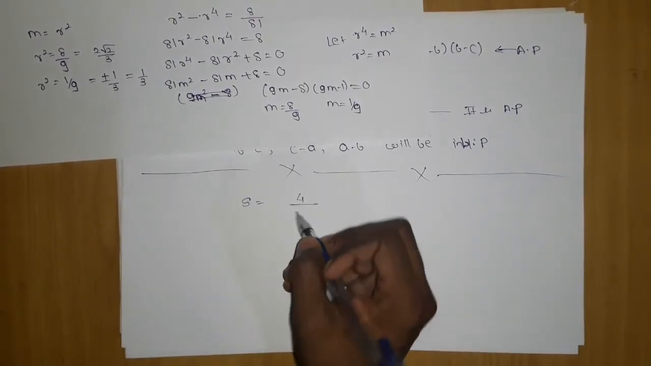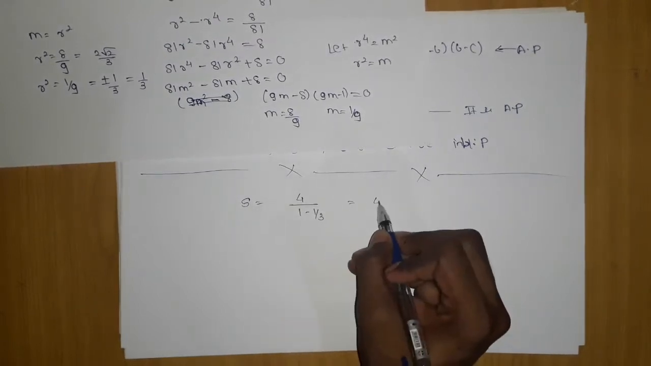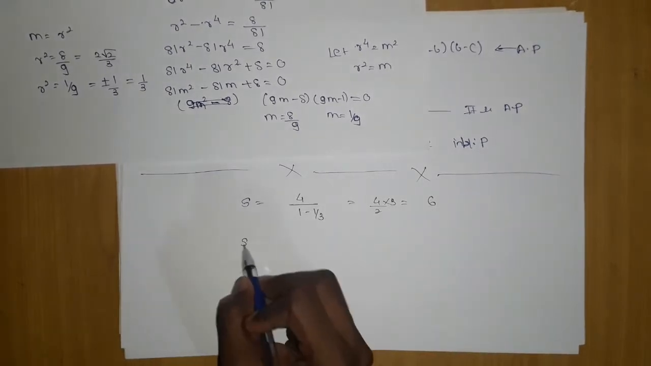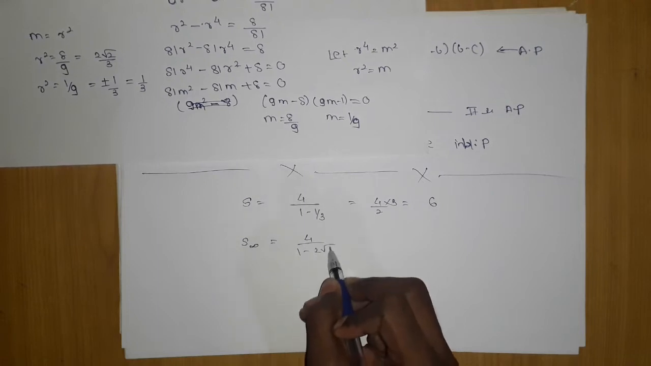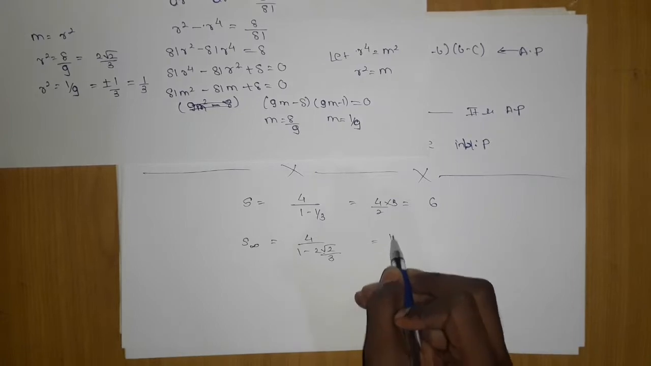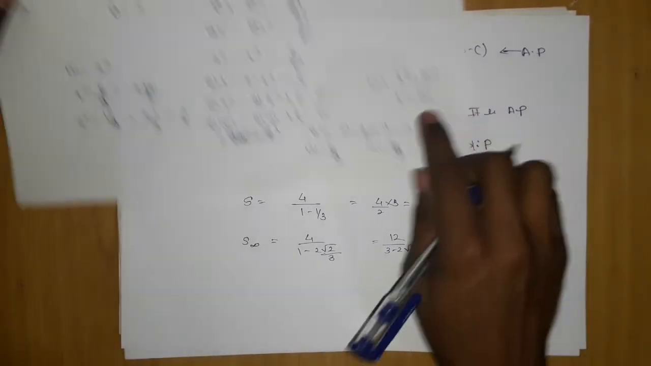4 upon 1 minus 1/3, which will give me 4/2 into 3, which is 6. Okay, fine. And the next one, let's find out the next one also. 4 upon 1 minus 2 root 2/3. Although this will give me nothing but 3 minus 2 root 2, it doesn't matter, they have asked us only this one.